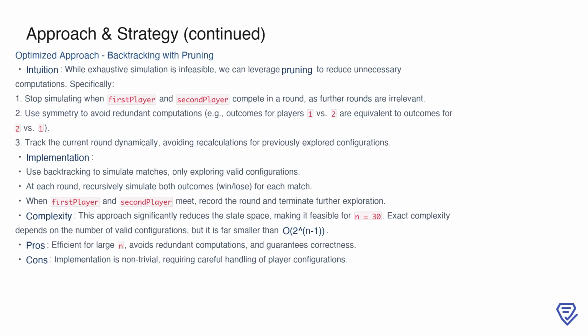This approach reduces the state space significantly, making it feasible for larger values of n, such as 30. While the exact complexity depends on the number of valid configurations, pruning ensures that far fewer states are explored compared to brute force. This method is efficient and guarantees correctness, though it requires careful handling of configurations to avoid errors.